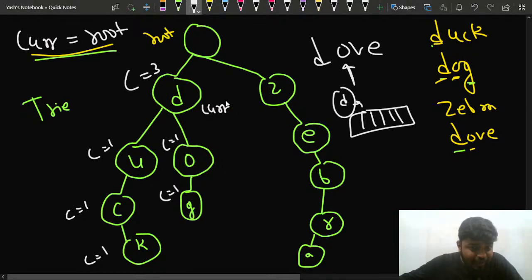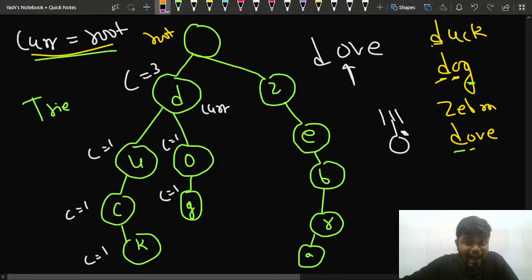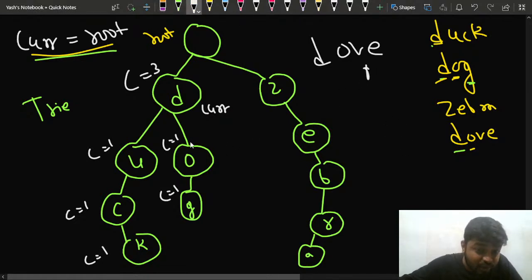So this is the current that I'm having. For this particular current, for this particular D, do I have an O already existing? Yes, I have. So this O is already existing. That means I can move to this O and update its frequency by 1. Earlier the count was 1, now the count of O becomes 2.